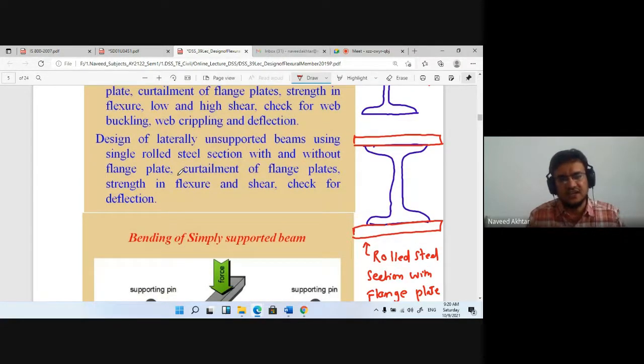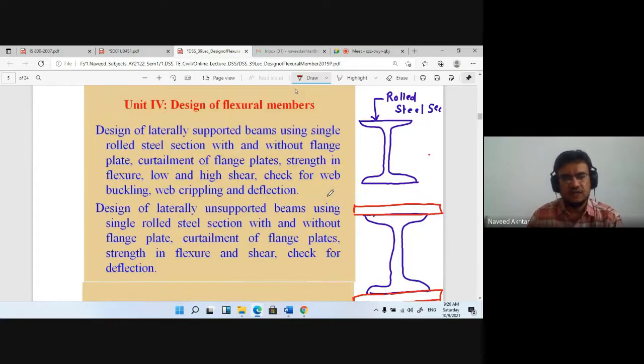Similarly, for the laterally unsupported beam, using a single steel section without flange plate, we check the containment of flange plate, strength in flexure and shear, and check for deflection. In a similar way, we will see this for the laterally supported and laterally unsupported beam.